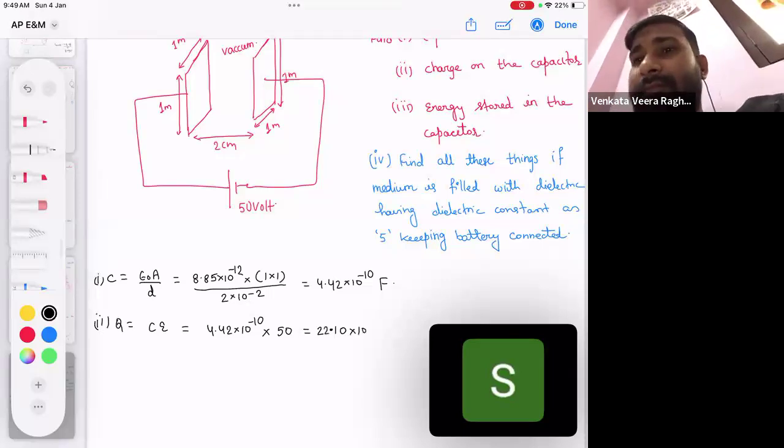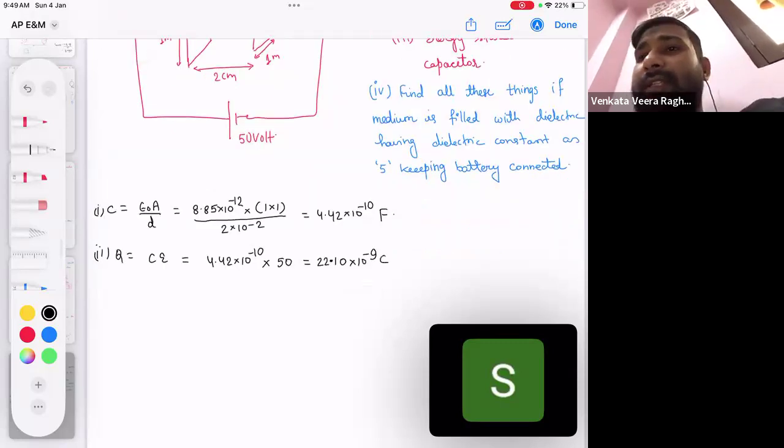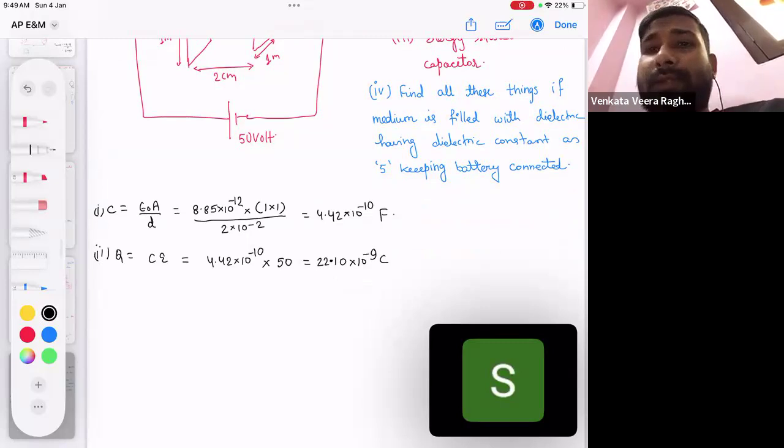Into 10 to the power minus 9 we have. Clear? That much coulomb we can say that. Just check the calculation once. Okay? Is it okay? So this is the charge.